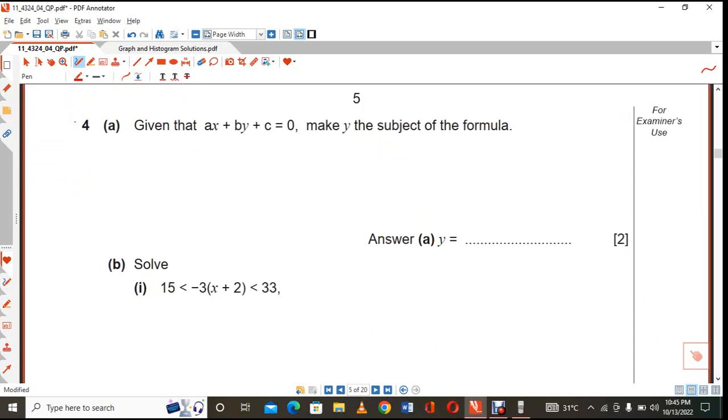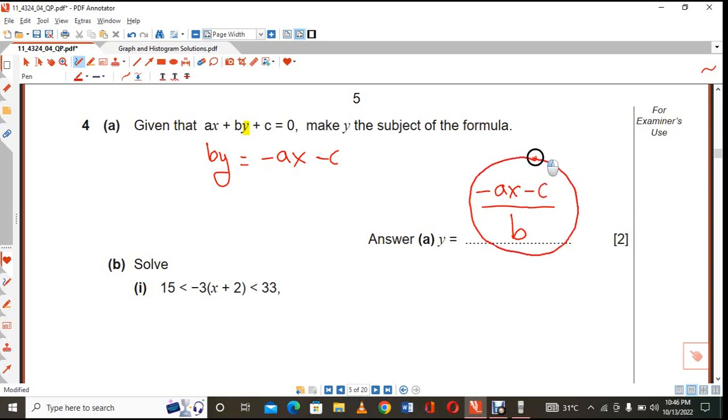Again, if you say I'm too fast, please remember you can pause and check how I work out these things by also trying to do them on your own. Here we're supposed to make y the subject of the formula. That means everything else should go and y should be on its own. So that's going to have by equals minus ax minus c. From here, it's very simple. You are now going to divide minus ax minus c throughout by b. Okay, that is how you make y the subject of the formula.